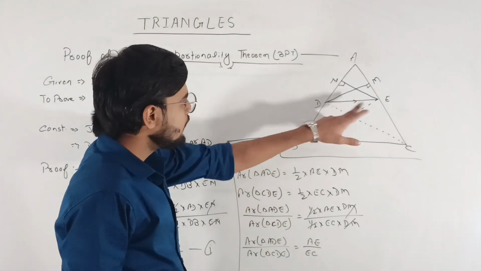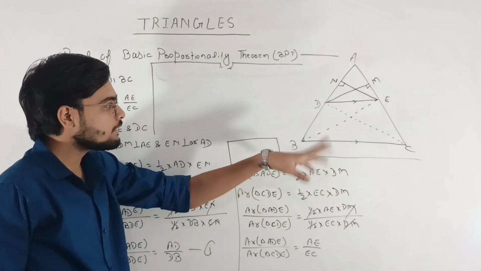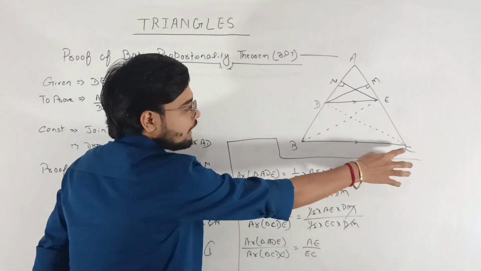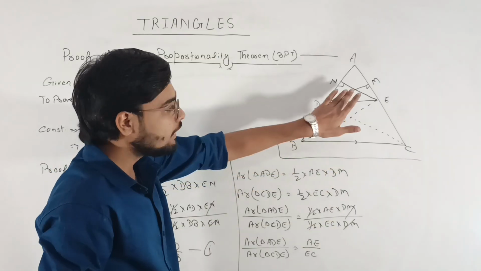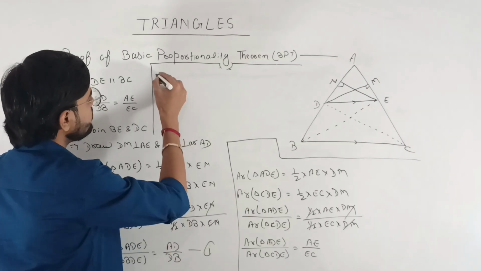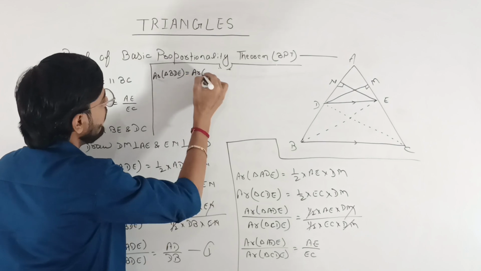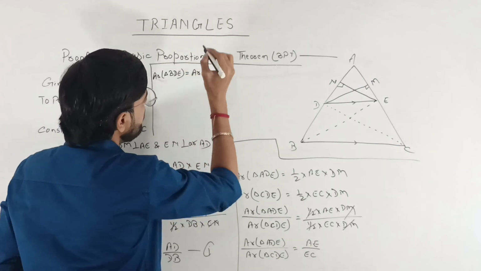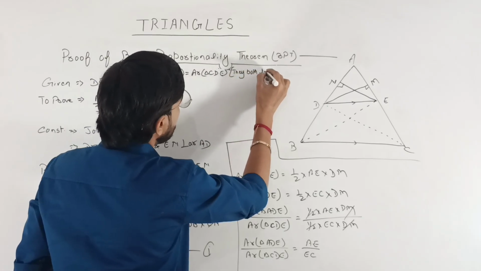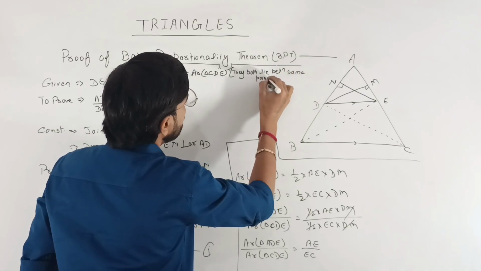Now look, triangle BDE and triangle CDE. These two triangles lie between same parallel sides DE and BC. Triangle BDE lies between DE and BC. Triangle CDE also lies between sides BC and DE. That's why area of these two triangles BDE and CDE are equal. So I write here area of triangle BDE is equal to area of triangle CDE. Why? Because they both lie between same parallel sides.